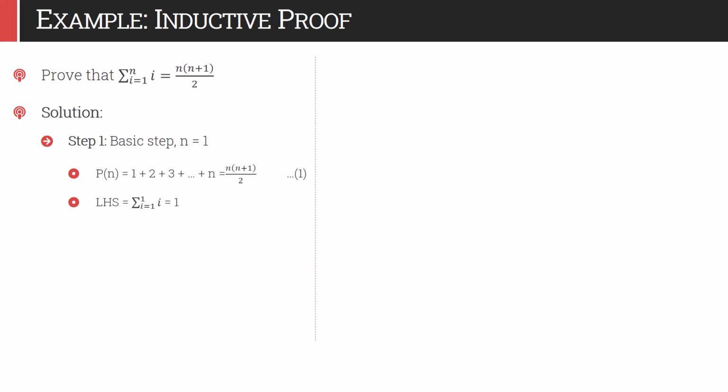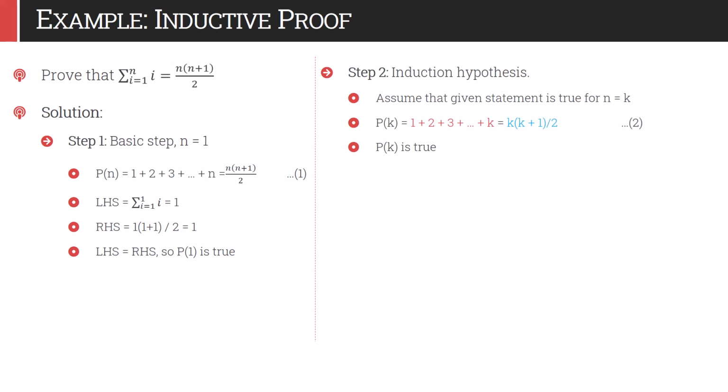So the answer is 1. The right hand side of the equation, if we replace n by 1, would become 1 into 1 plus 1 divided by 2. So that is also 1. LHS is equal to RHS, and hence we can say that P of 1 is true. So the basis step is proved. The second step is the induction hypothesis, where we are assuming that the given statement is true for n is equal to k as well.